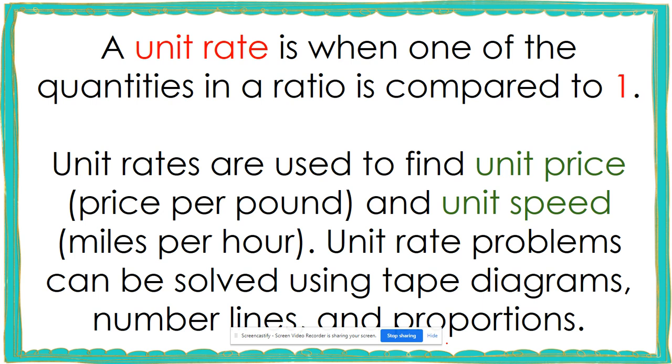A unit rate is a special rate where one of the quantities in the ratio is being compared to 1. Unit rates are typically used to find things like unit price, which means price per pound, or unit speed, which can be represented by miles per hour. Unit rate problems can be solved in a variety of different ways, including using tape diagrams, number lines, and proportions. So let's look at a few examples.